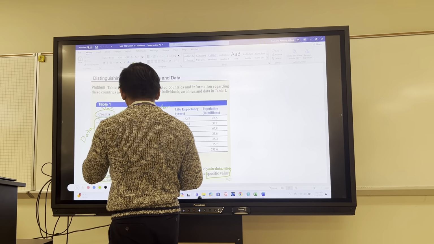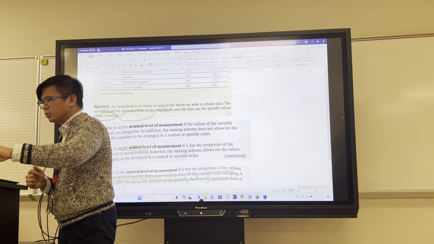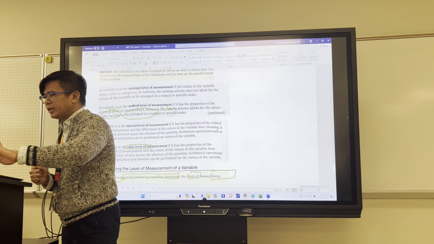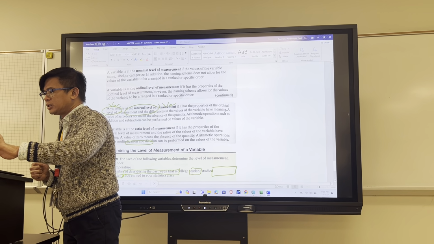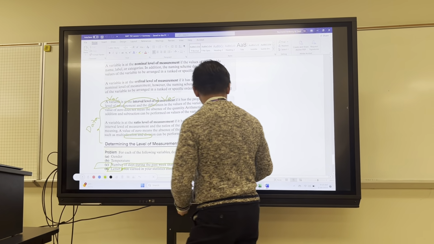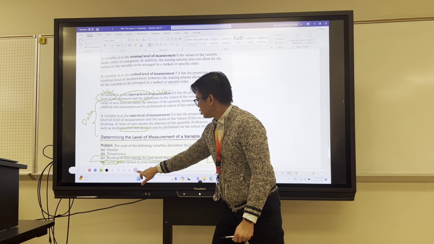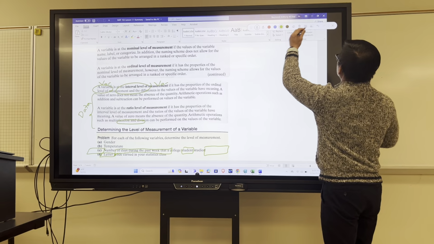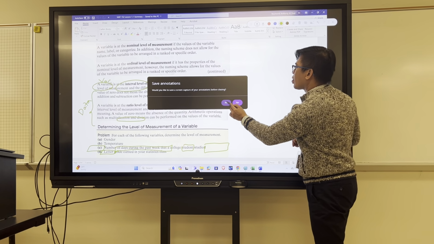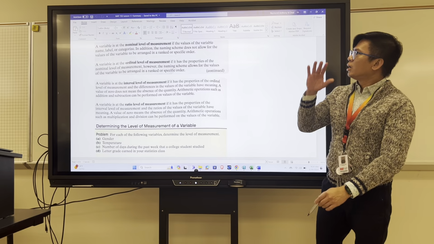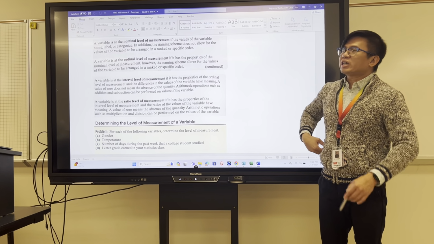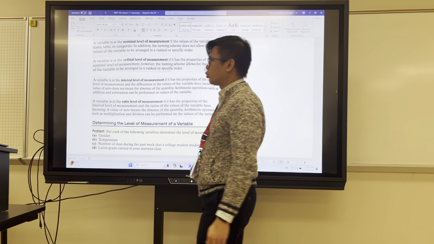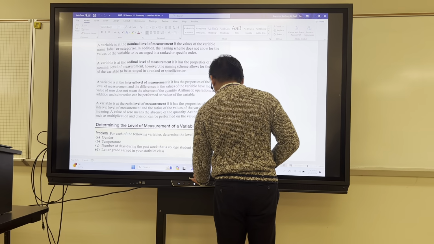So let's go down now to the different types or the different levels of measurement. Let's deal with this and see how we can work on this one. Let me just go ahead and exit out. I think I can move this one in here. There we go, much better. Let's see now the keywords for each of them. So when you say nominal level of measurement, what's the keyword for such?